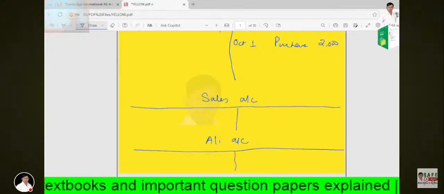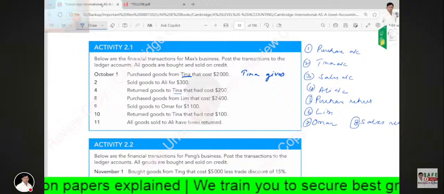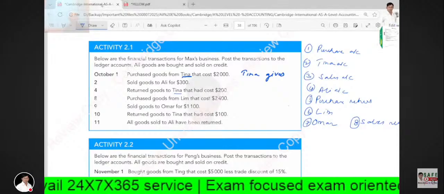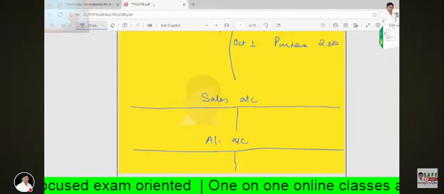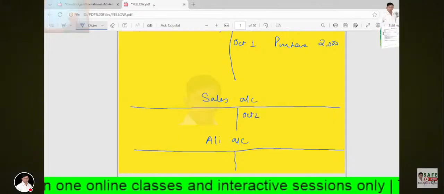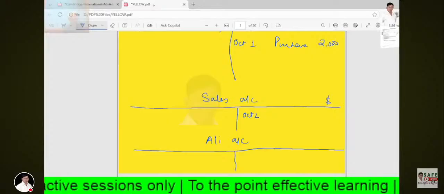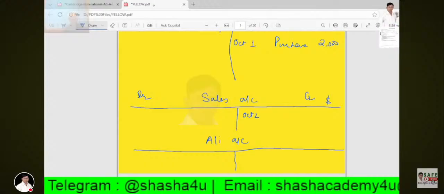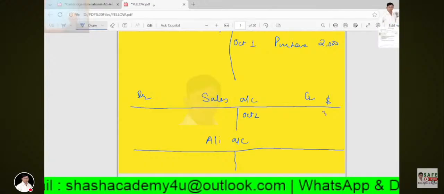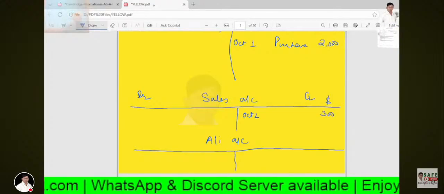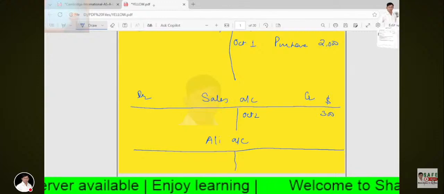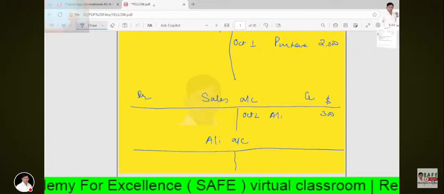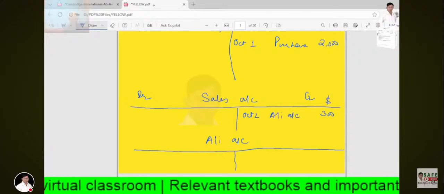So how much? What is the value? What is the date? Always remember to put the date. October 2nd. This side is always credit. This side is always debit. So how much? 300. See, sales is a revenue. Sales is always credited. Credit all incomes and gains. Sales account is credited with a debit to Ali account.